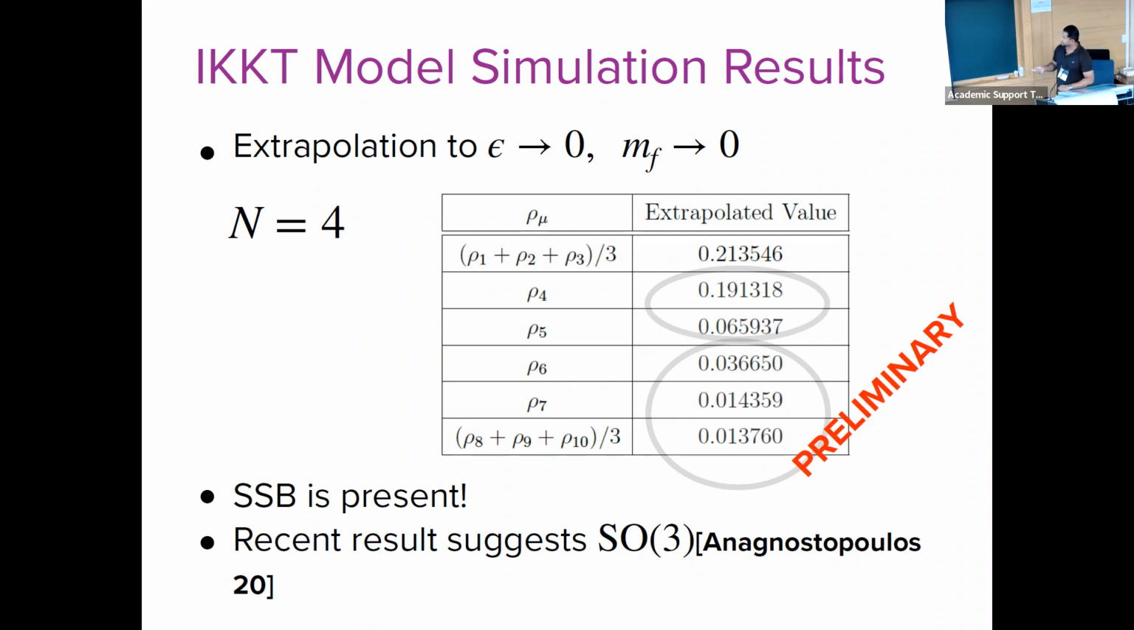This is slightly shifted. This should be the first 2, and this should be the last 4. So we see some kind of grouping. This is telling us that SSB is present. The recent results from this paper suggest that it is broken down to SO3, but what we are seeing is slightly different. But again, it's a preliminary study.